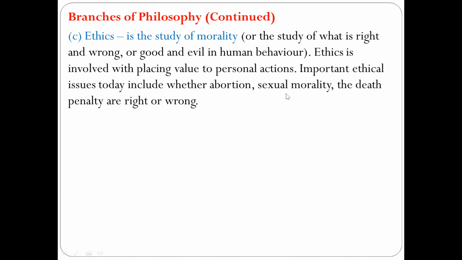The third branch of philosophy is ethics, which is the study of morality or the study of what is right and wrong, or good and evil in human behavior. Ethics is involved with placing value to personal actions. Important ethical issues today include whether abortion, sexual morality, the death penalty are right or wrong.